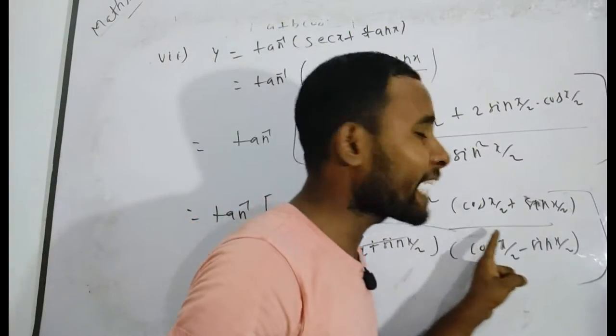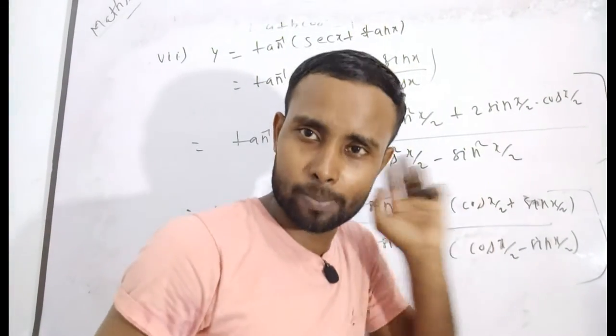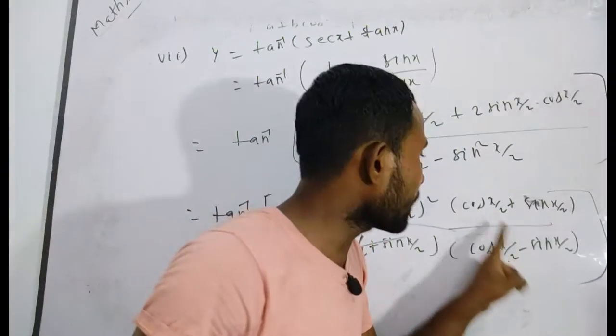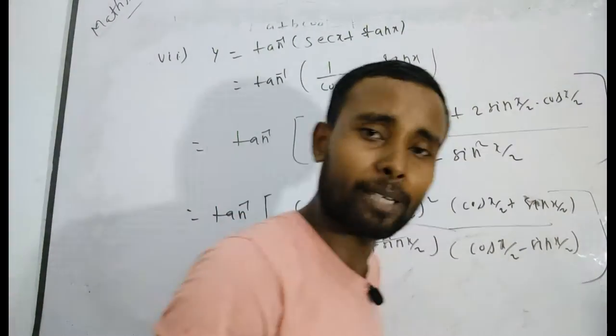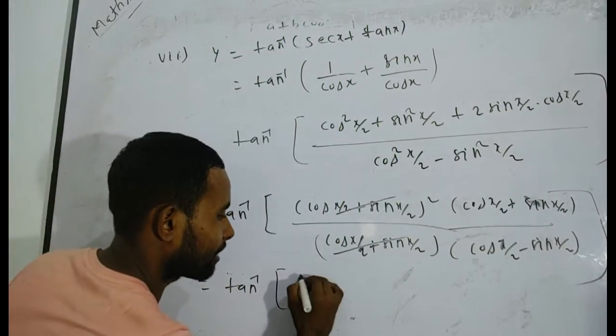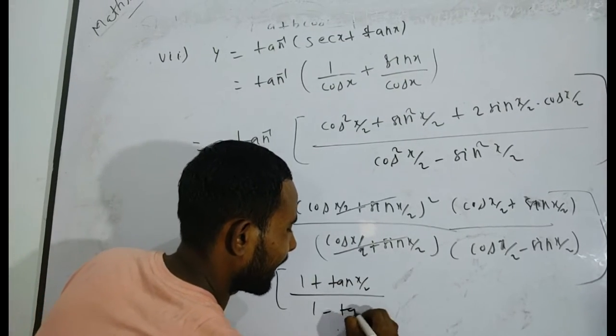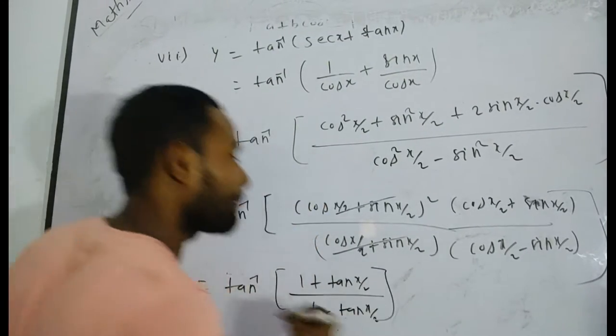Now we have to divide the numerator and denominator by cos x by 2. When you divide the numerator and denominator by cos x by 2, you will get (1 plus tan x by 2) divided by (1 minus tan x by 2). I want to write it directly here, and I will suggest you try to remember this fact directly.